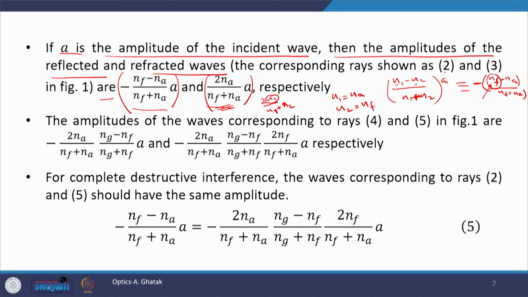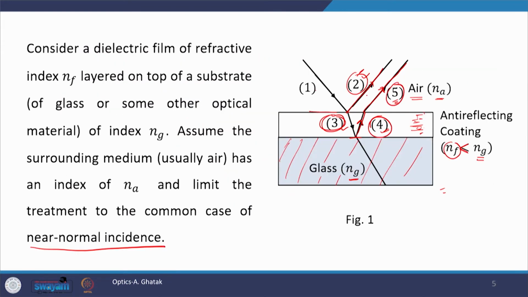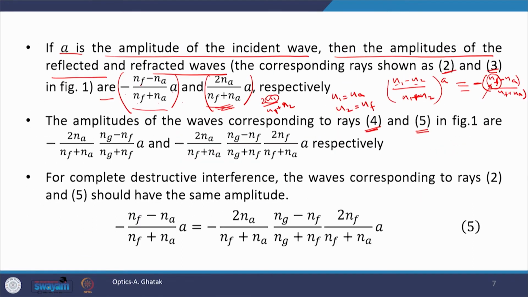Now, once it is done for ray 2 and ray 3, we calculated the amplitude. Now, let us calculate the amplitude for ray number 4 and ray number 5 as shown in this figure 1. You see that ray 3 is falling on this interface and then it is getting reflected, and this reflected ray is named ray number 4. What amplitude falls on this interface? The amplitude of ray 3, and what is the amplitude of ray 3? It is given in this point. This is the amplitude of ray 3.